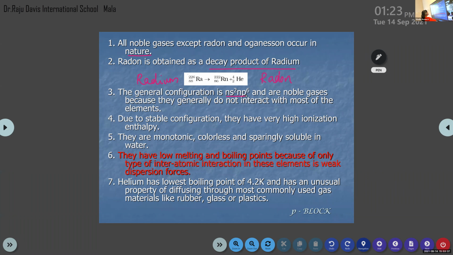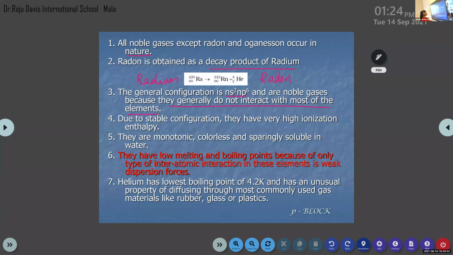They are noble gases because they generally do not interact with most of the elements. They do not take part in chemical reactions because they are already stable. They have a completely filled configuration. Clear, children? That means 8 electrons are present in their outermost shell, so they do not take part in chemical reactions.